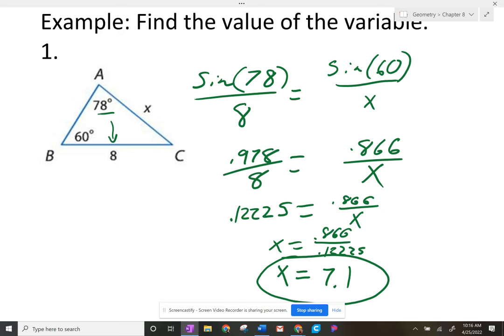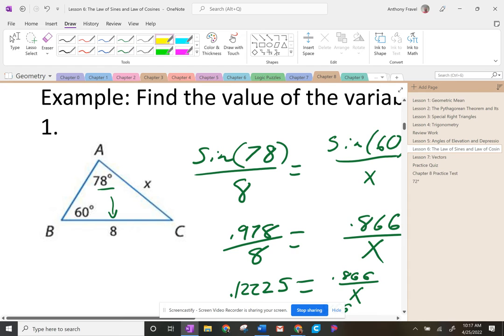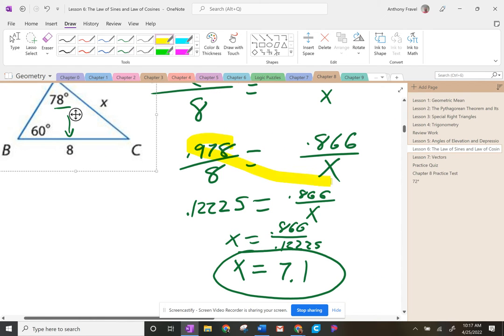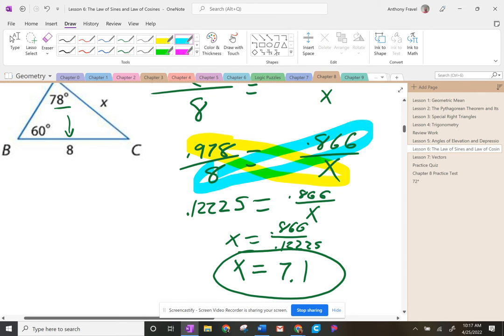Because again, no matter what, both those ratios, for this one over this and this one over this, would equal that 0.12225. My ratios will be the exact same. If you would prefer to do it cross multiplication style, by all means, take these two times each other, these two times each other, and then solve for x.